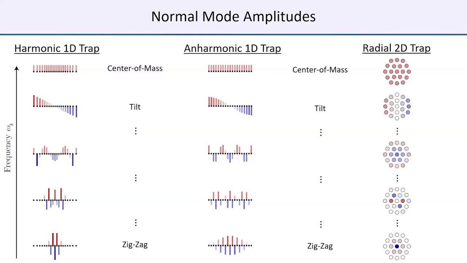And so yet again, the highest frequency mode here is a center of mass mode, where you should think of this entire plane as moving towards you and away from you at the same time. Then you have the tilt mode, where you should think of this entire plane as oscillating around some central pivot. And then eventually you get all the way down to the zigzag mode, where the inner ion comes out, and then the next ring goes in, and then vice versa.